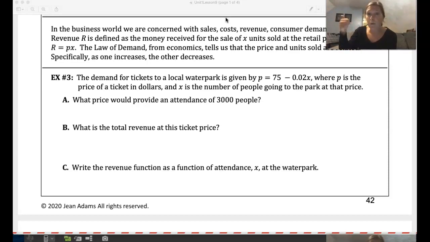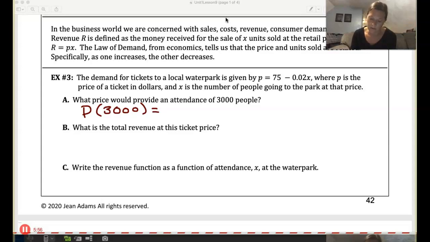The more you jack up the price on an item, probably the less units you're going to sell, right? So here in example 3, we have the demand for tickets to a local water park given by the function P equals 75 minus 0.02x, where P is the price of a ticket in dollars, and x is the number of people going to the park at that price. So part A, what price would provide attendance of 3,000 people? We're going to figure out what price we would get when we have 3,000 people.